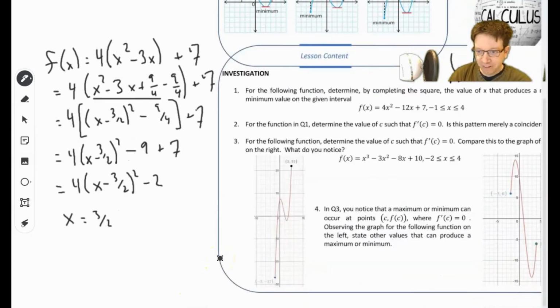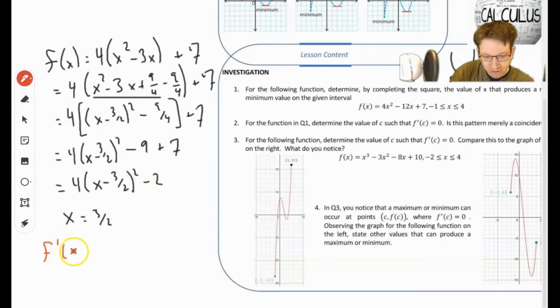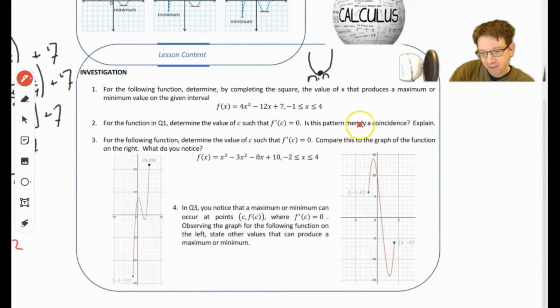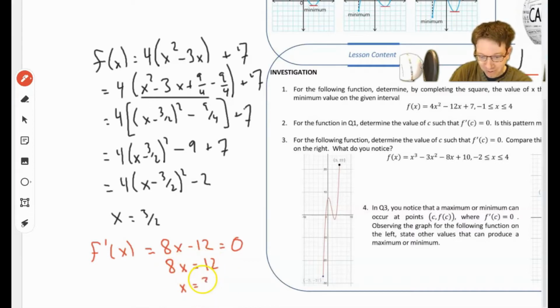Well, now let's see if we can figure out an easier way of doing that. Instead of completing the square, let's find the derivative, f prime of x. This is just a polynomial, so we're just going to do a couple of power rules. So we get 8x minus 12. That's it. Now, if we look back over here, the tangent at that minimum is going to be horizontal. So a horizontal tangent has a slope of 0. So if we set this equal to 0 and solve for x, we get 8x equals 12, or x equals 12 divided by 8, or 3 over 2. Oh my goodness, that was so much less work than completing the square. Didn't you guys love that?